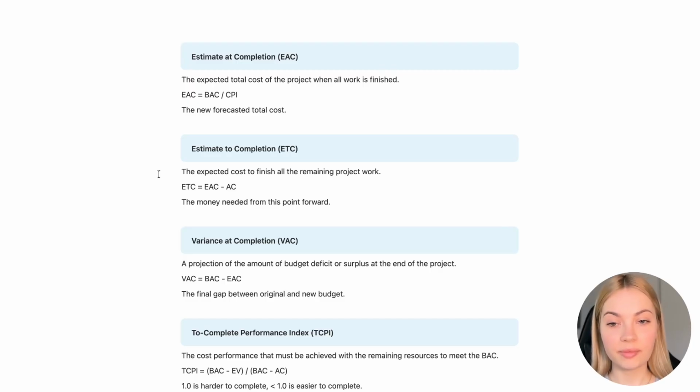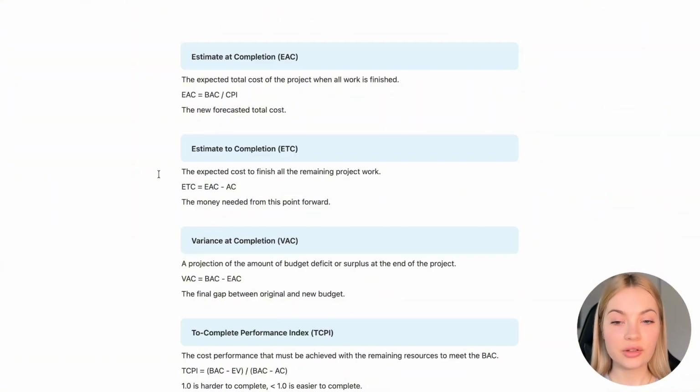Variance at completion. It's the projection of the amount of budget deficit or surplus at the end of the project. Variance at completion equals budget at completion minus estimate at completion. It's the final gap between original and new budget.